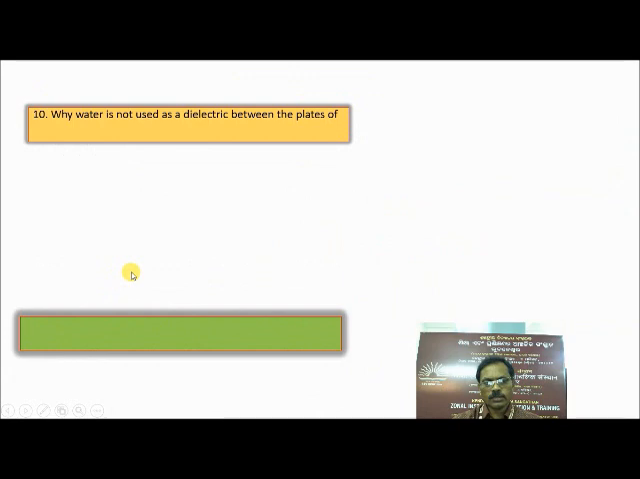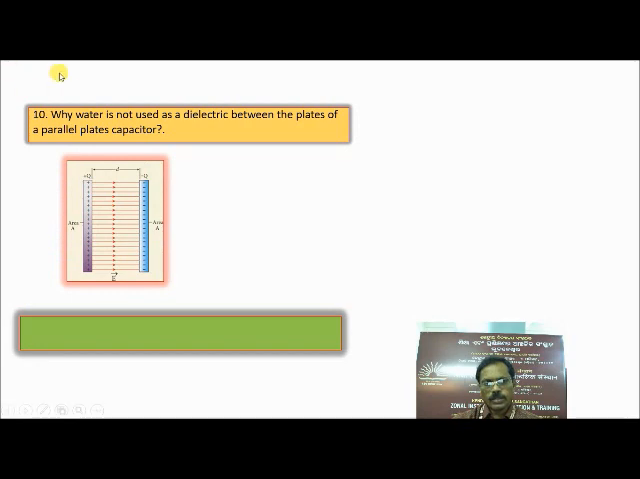The 10th question: why is water not used as a dielectric between the plates of a parallel plate capacitor? So you must think about the dielectrics. What are the dielectric substances? Air, water, glass or paper, whatever it may be. These are all dielectric substances. In any case, what is the answer? Let us see, this is a capacitor separated by this distance d, enclosed maybe by air.